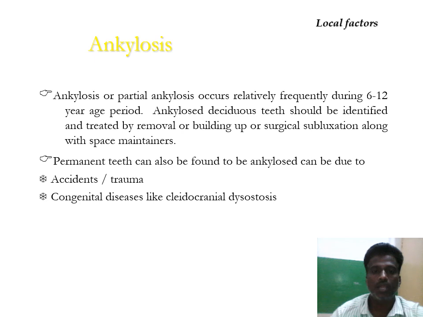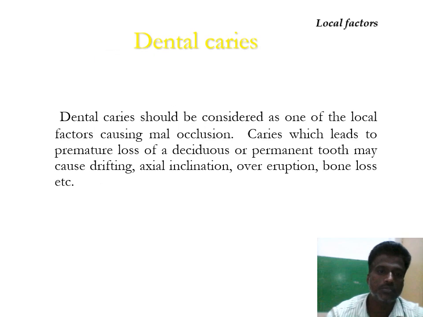Ankylosis: partial ankylosis occurs relatively frequently during the 6 to 12 years period. Ankylosed deciduous teeth should be identified and treated by removal or surgical subluxation along with space maintenance. Permanent teeth can also be found to be ankylosed due to accidents, trauma, or congenital disease like cleidocranial dysostosis. Dental caries can cause malocclusion, so prevention is better than cure. Yearly diagnosis of caries can be treated early.